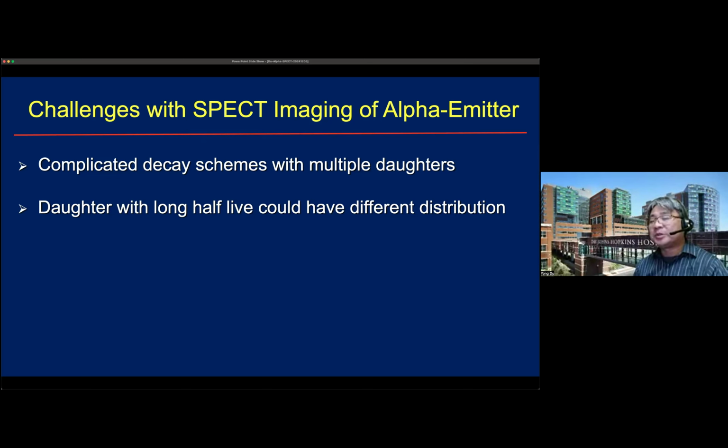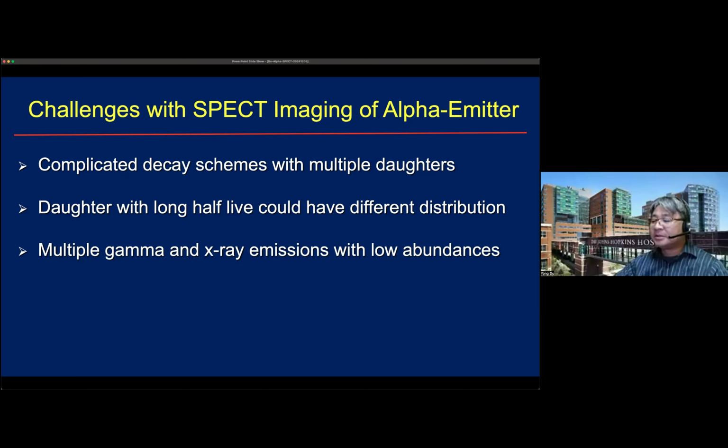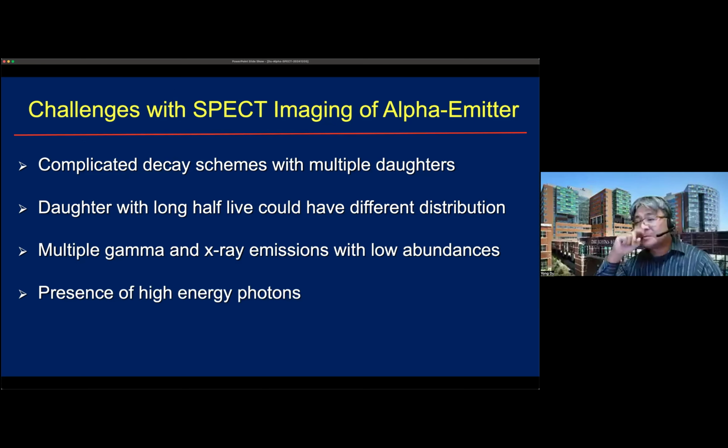Also, because decays are very complicated, there are usually multiple gamma rays and X-rays, usually emitted in low abundance. So we need to image all of them. Also, we need to correct the scatter crosstalk between those peaks. I will show later that there are also a lot of high-energy photons emitted from those alpha emitter decays, and those high-energy photons can penetrate through the collimator septa and be detected in the detector, causing downscatter contamination. This has a big effect on the image quality, as we will show later.